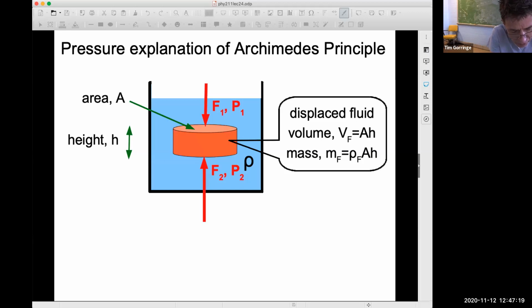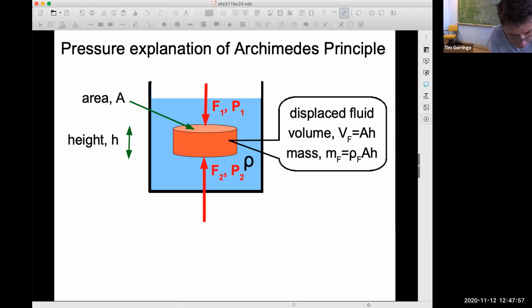So take a look at this picture here. This is an object that's fully submerged in a tank of water. So in blue, we've got the fluid or the water. In orange, we've got the object inside the tank of water. It's some sort of cylinder. And what I'm going to do is think about the object, and I'm going to think about the forces and the pressures on the object from the fluid that's surrounding the object. And I'm going to think about it in a rather quantitative, rather precise way.